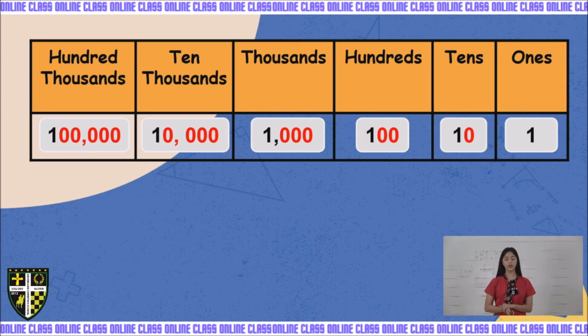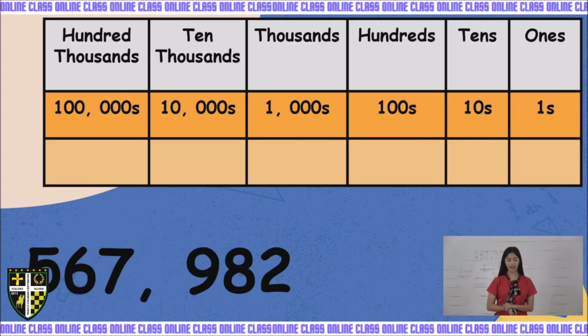Now, for you to understand more, I have an example here, 567,982. So, let's start with the first digit on the right side, which is the digit 2. The digit 2 belongs to ones place value. So, it means we will just copy the number itself. So, the value of 2 is 2.